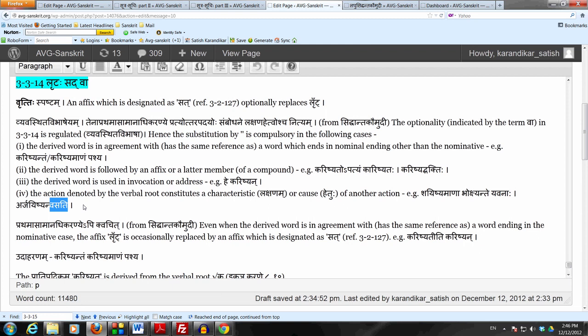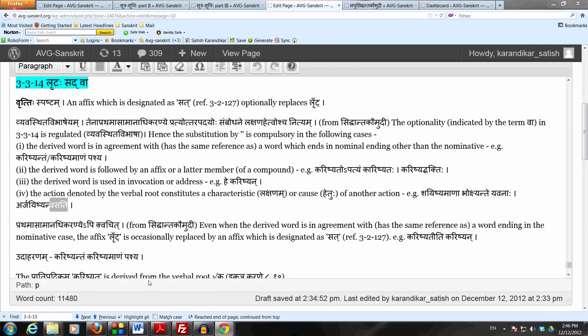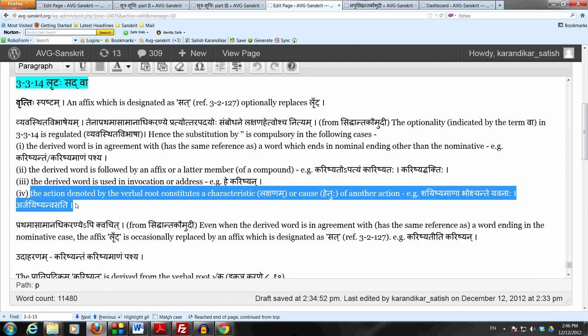Now, this is again similar to what we saw when we were considering the shatri shanach in place of lat. The sutram that time we studied was lakshana hetvoho kriyayaha. So basically the same conditions are applicable here, which means that when a verbal root denotes an action which is either a characteristic or a cause of another action, then following such a verbal root, the lit has to take shatru or shanach adesha. Okay, so now what happens when neither of these conditions are satisfied?